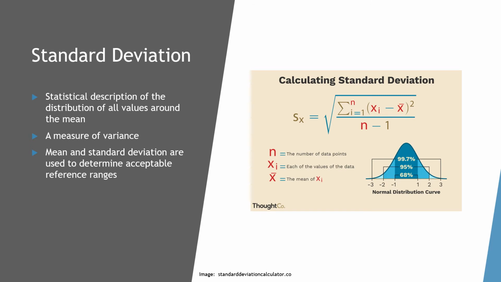Standard deviation. So standard deviation is a statistical description of the distribution of all values around the mean. So it's a measure of variance, and it is used along with the mean to determine those acceptable reference ranges. Now, when you look at this formula, it looks pretty scary, but we are going to break this down and work it through step by step. So don't get overwhelmed by looking at this equation. We're going to work through it.